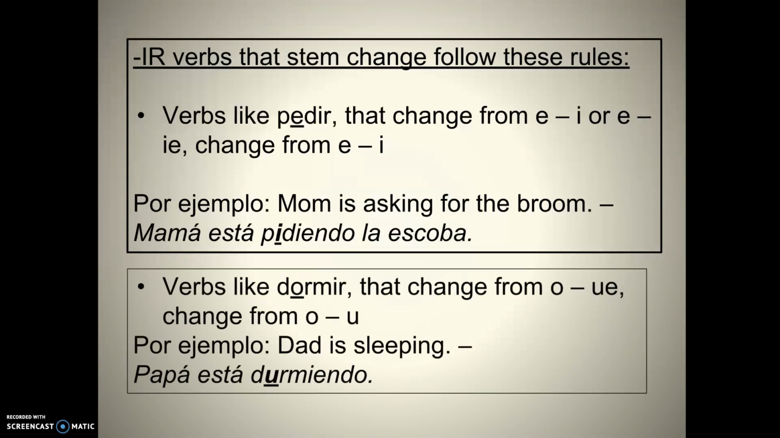Verbs like dormir, that go from O to UE in the present, change from O to U in the pretérito, as we'll see shortly, but for now in the present participle. So, por ejemplo, we have papá está durmiendo. That O at the beginning of durmiendo changes to a U. Dad is sleeping.